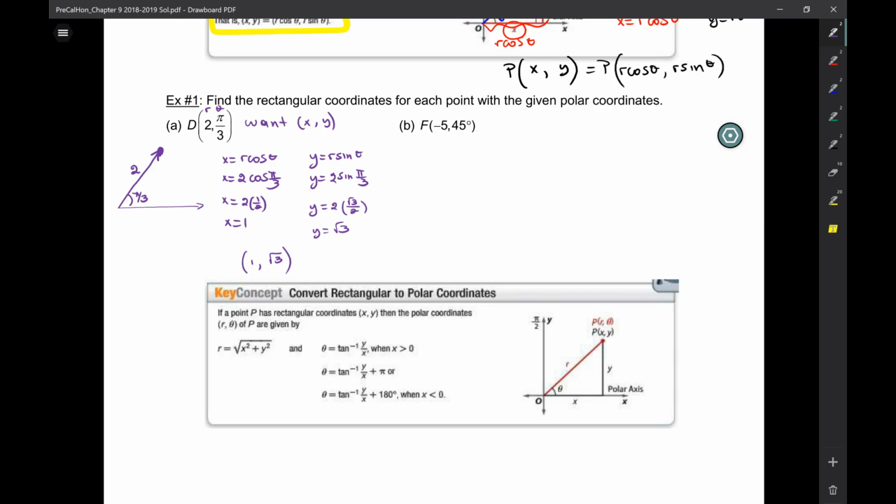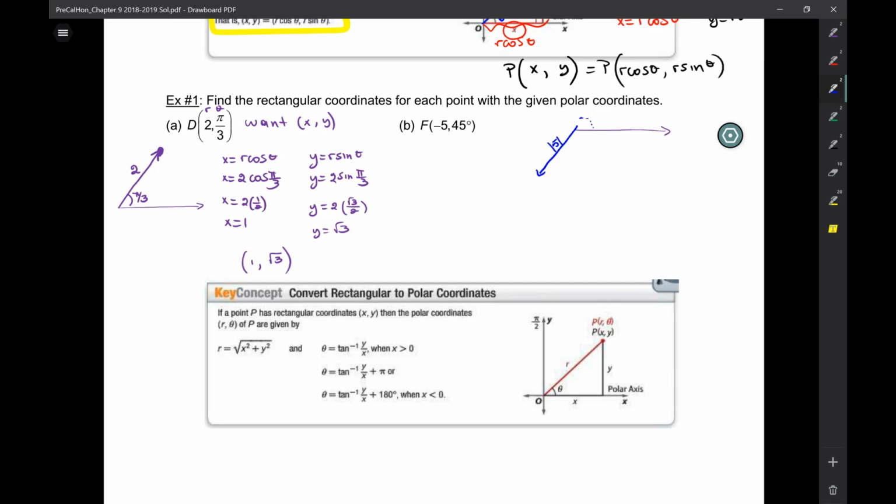Now, let's take a look at this one. Now we have -5 and 45 degrees. Let's get a visual. If this is the polar axis, 45 degrees would be right there. But if it's -5, then which way is it pointing? Down to which quadrant? 3. So it's like -5 that way. The absolute value here is 5, that distance. So that's where we're at.